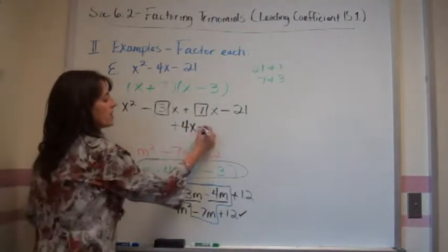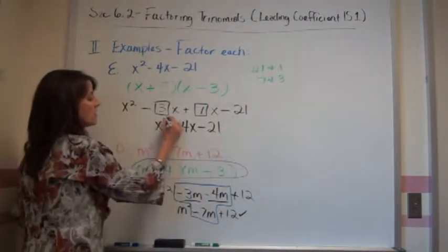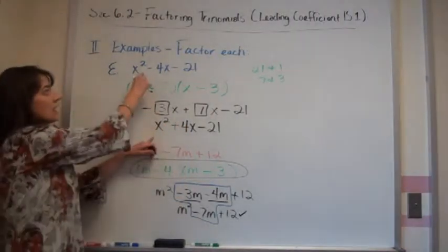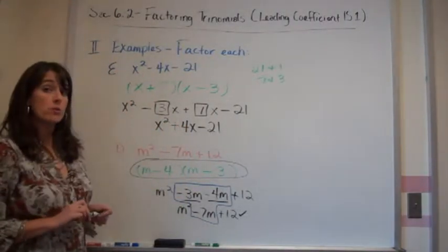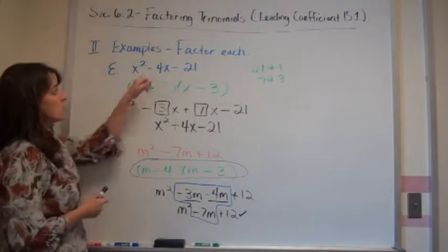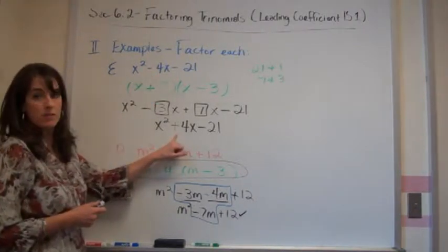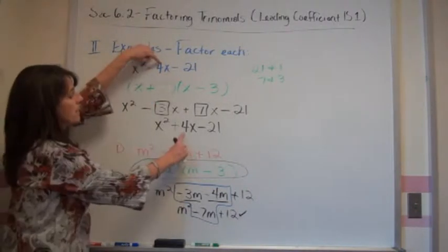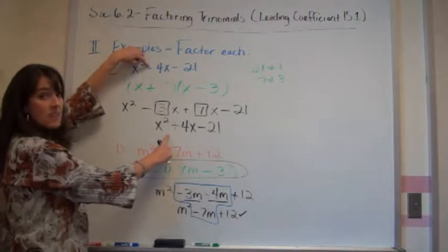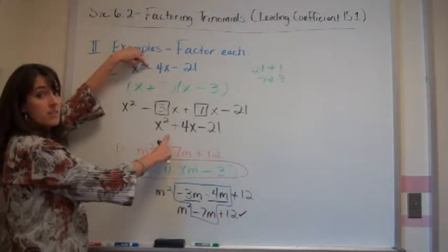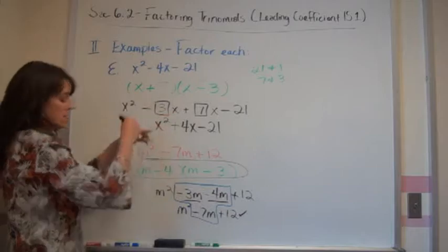Now the problem with that is, I'm going to go ahead and carry the rest of this down. I need to get exactly what I started with. It's close, but not quite. Because notice here, that's a negative 4x, that's a positive 4x. When you have the right number, wrong sign, that is very easy to fix. All you have to do is switch out these signs.